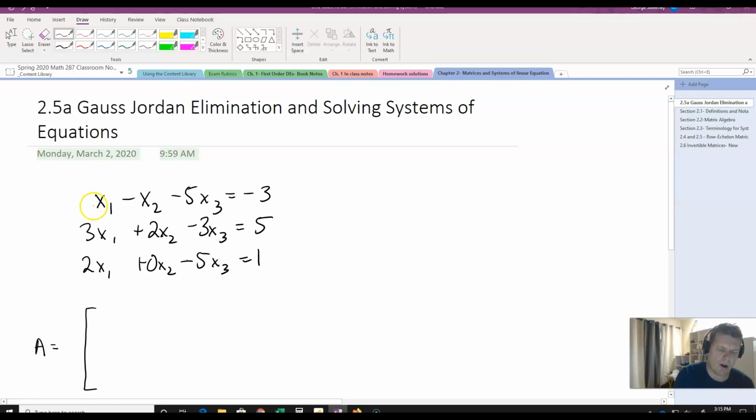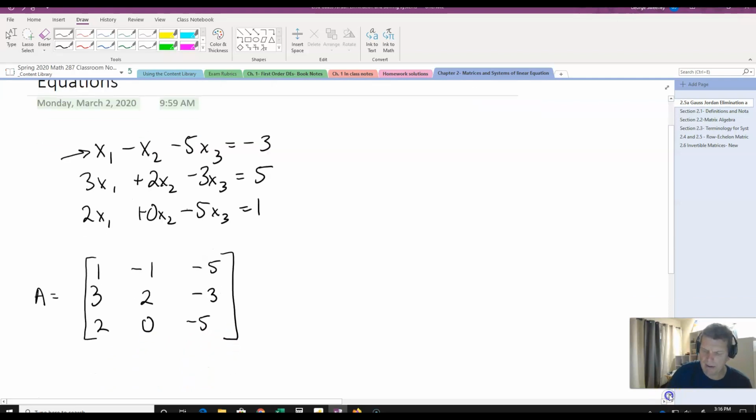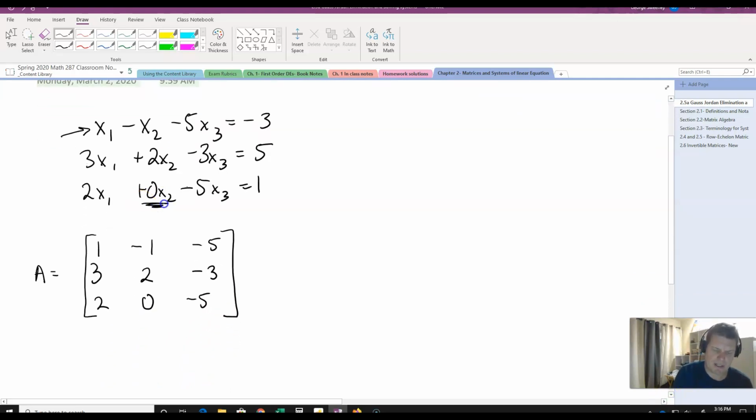A is going to equal all the coefficients in front of the variables. So we'll have 1, the first coefficient in front of x1, negative 1, negative 5. And then 3, 2, negative 3, and 2, 0, negative 5. If you don't have one of these variables, like I filled in a 0 right here, you're just going to use 0 as a place marker. This is called our coefficient matrix.